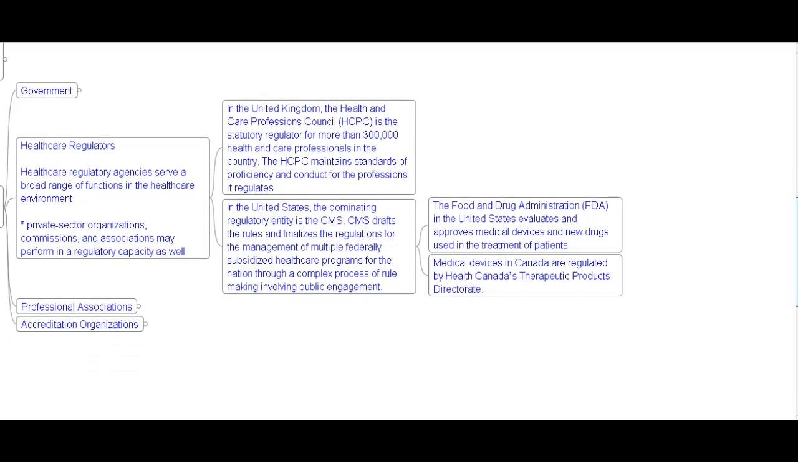The Food and Drug Administration in the United States evaluates and approves medical devices and new drugs used in treatment of patients. Medical devices in Canada are regulated by Health Canada's Therapeutic Products Directorate.